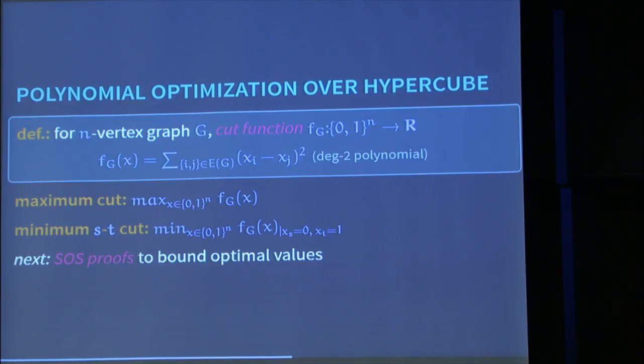Sum of squares in full generality allows you to talk about arbitrary systems of polynomial inequalities. And so what you can do is have, as part of the system of polynomial inequalities, the equations that define the hypercube, which in this case would be x_i squared minus x_i is equal to 0. And those are nice spaces for the hypercube. So there's this algebraic way of looking at it. On the next slide, I will do it in a way that avoids talking about the algebra. You will see.